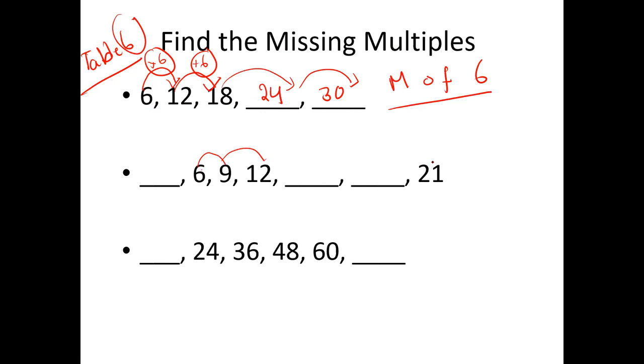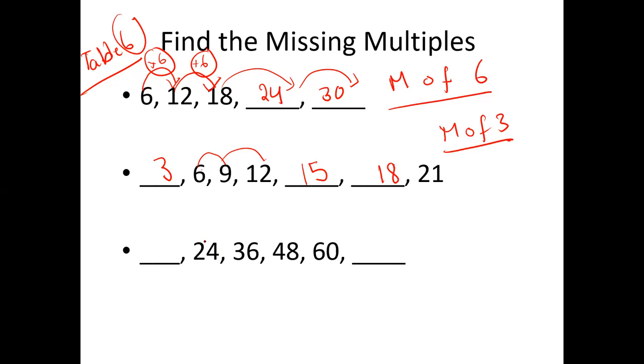Now, which table are we writing here? 6, 9, 12, 21. This one is which table? It's table 3. So we are writing now multiples of 3. So, table 3: 3, 6, 9, 12, then 15, then 18, then 21.